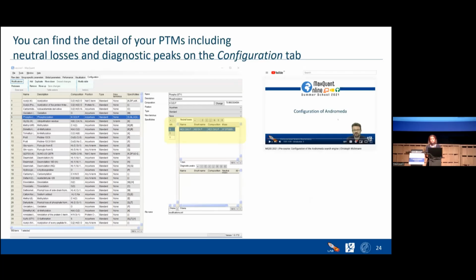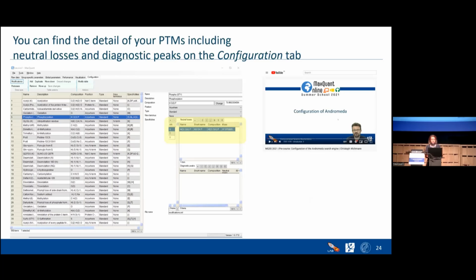So we have more than 500 modifications on this modification tab. They are not just the standard modifications, there are also some labeling strategies and so on, but there is still quite a lot of modifications already configured for MaxQuant. But even if you want to study your own modification that MaxQuant didn't configure, you could go to watch Christoph's video.